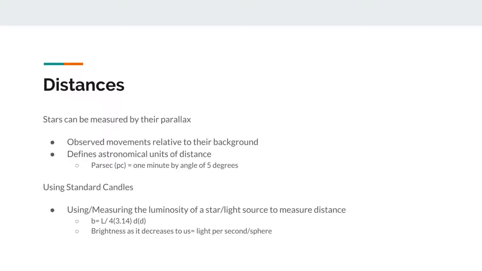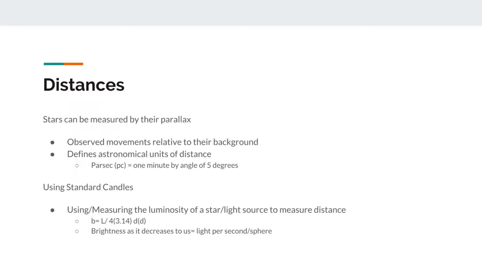So you have to think of it within degrees. You know how the Earth tilts on its axis at a certain degree? Well, stars would have a similar motion. So it's 1 minute by angle of 5 degrees. So think of it like that. And we use this with standard candles, mainly with supernovas.